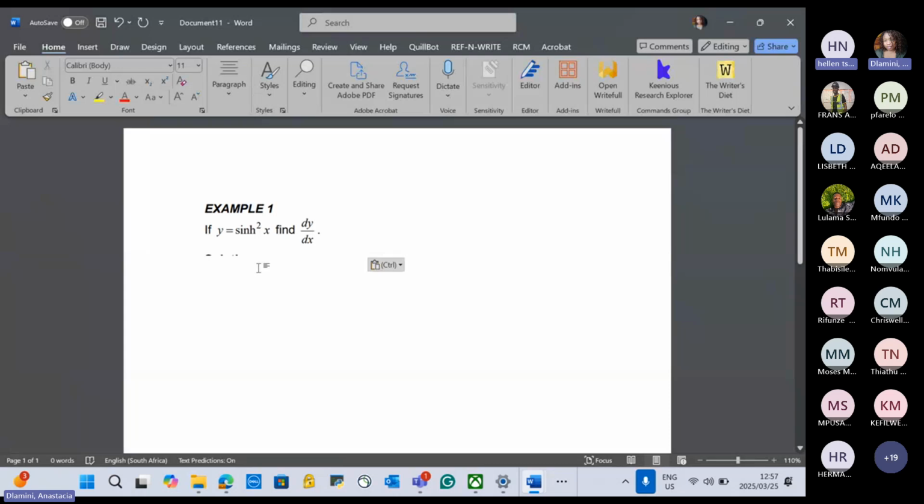I think I'm hungry now. Find the derivative of sinh squared x. Please tell me, guys, when I'm hungry, I write whatever I want. In most cases, it's not correct.